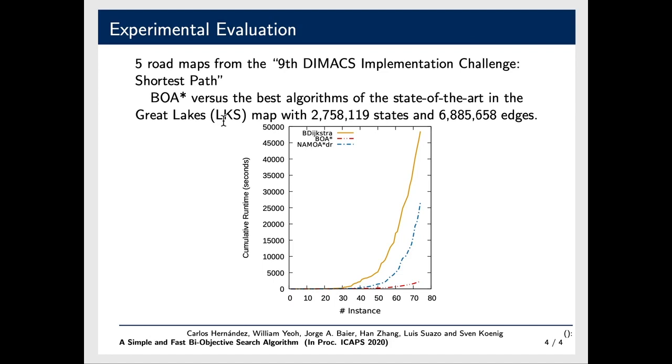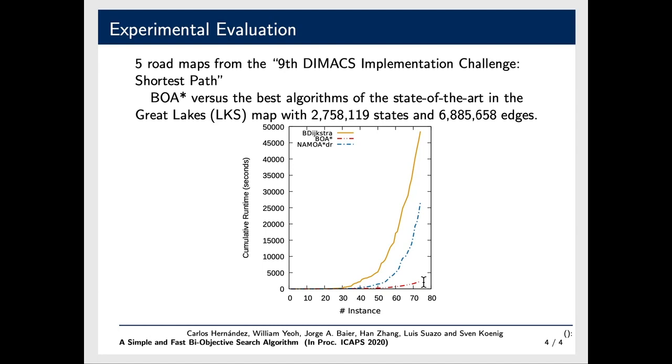In the Great Lakes map, which is shown here, which contains more than 2 million states and more than 6 million edges, we here show in the red curve the performance in terms of runtime of BOA and the other algorithms. And we see that there's a very significant improvement compared to the other algorithms. This improvement is also seen in other benchmarks.